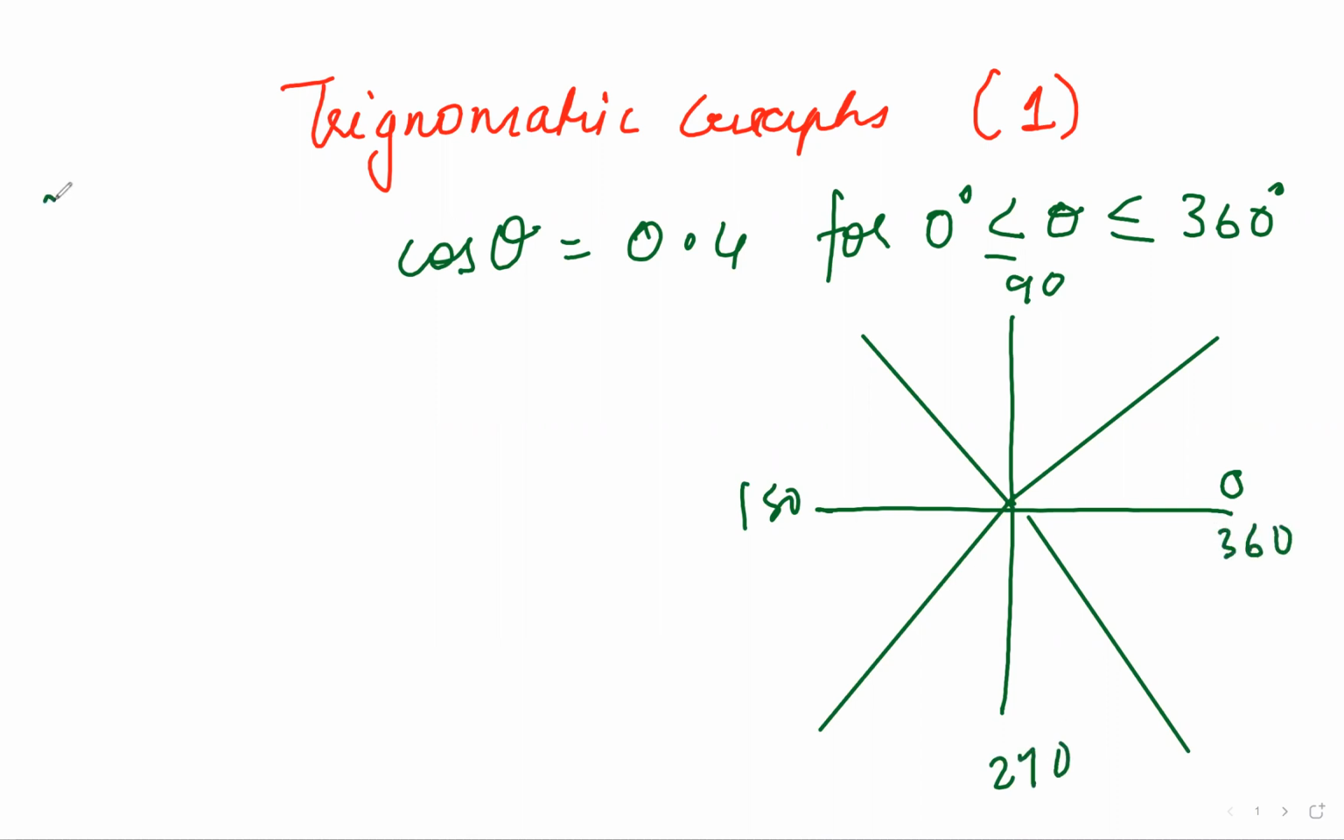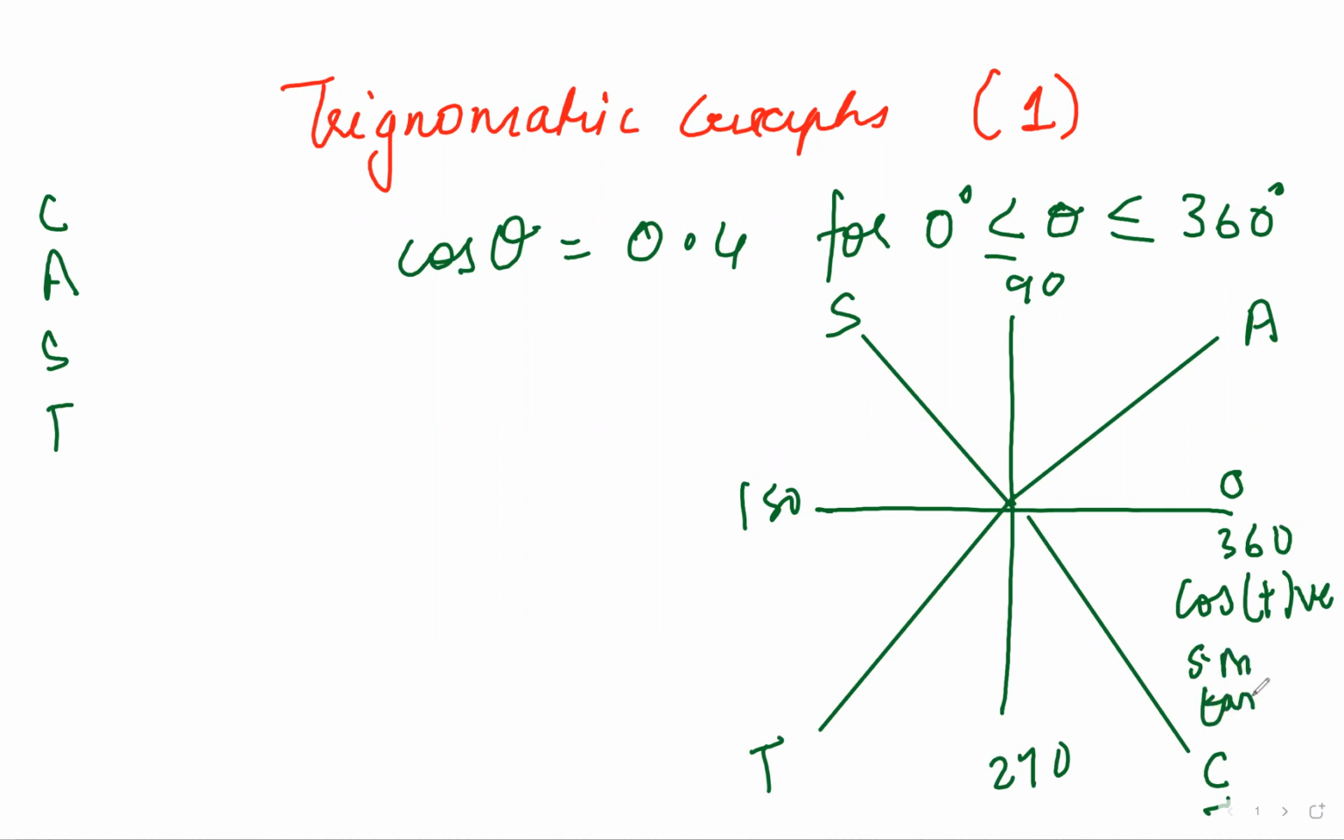There is something called CAST. CAST means what? Here is C, here is A, here is S, here is T. C means only cos is positive in this quadrant, the rest, sine and tan, will all be negative. Here all are positive. That means sine, cos, tan all are positive. Here only sine is positive, so cos and tan are negative. Here only tan is positive, so cos and sine are negative.